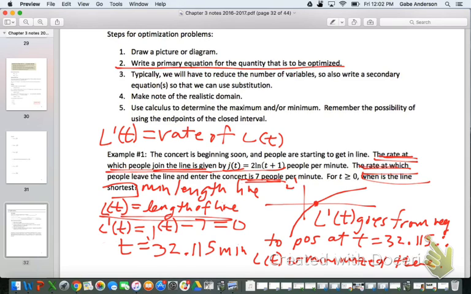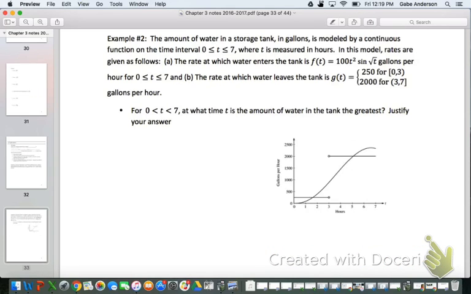Let's go ahead and look at the next one. If you guys would take a minute and read it. It is, I believe, about a water tank or sewage tank or something like that. I'll read it out loud. The amount of water in a storage tank in gallons is modeled by a continuous function on the time interval 0 to 7. t is measured in hours. I want you to get something here. There's something huge that's missing. I'll read that first sentence again.